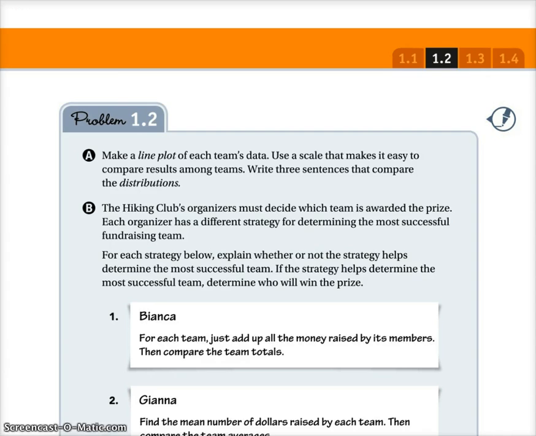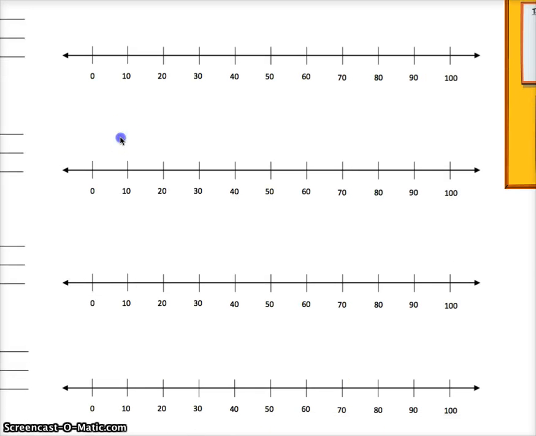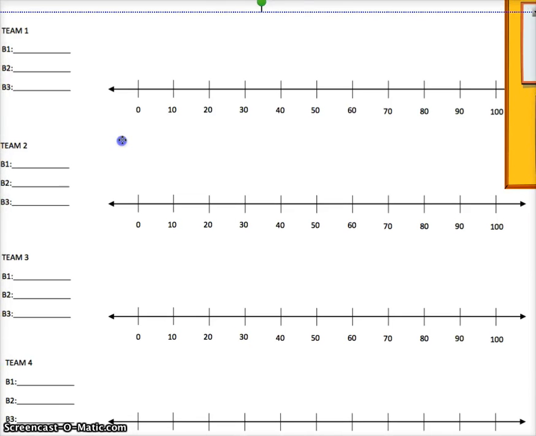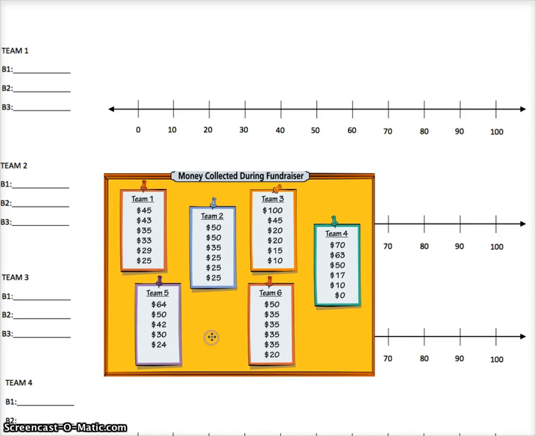I'm going to show you how to use this line plot. It's actually a lot easier than it sounds, and I think it becomes a lot more useful once you actually see it. I'm only concentrating on team 1. This is actually question B1, B2, and B3, so let's not worry about that right now. Let's just do the line plot. It says $45, so I'll put an X right there. That's one data point. 43, that's this one.